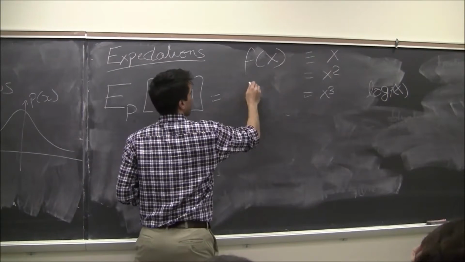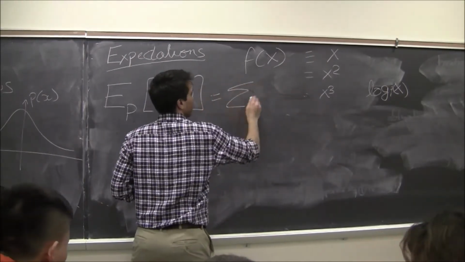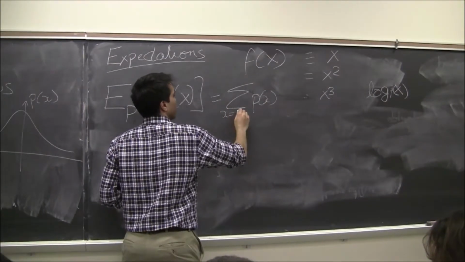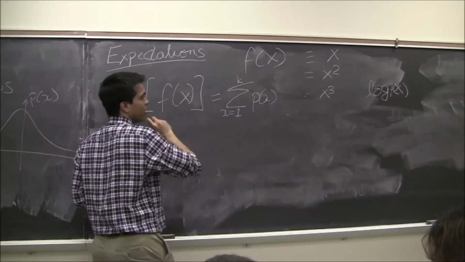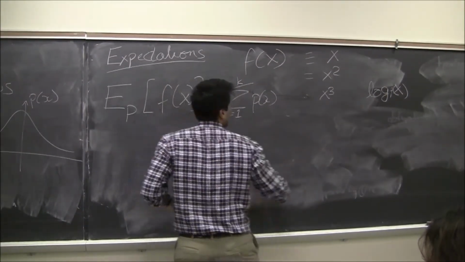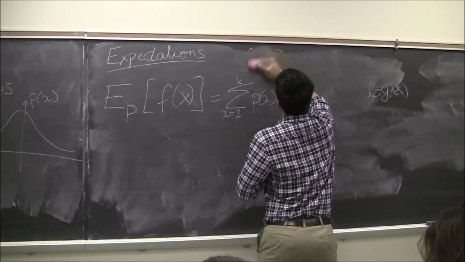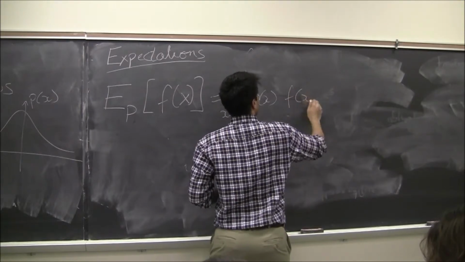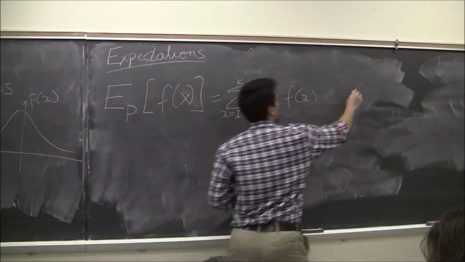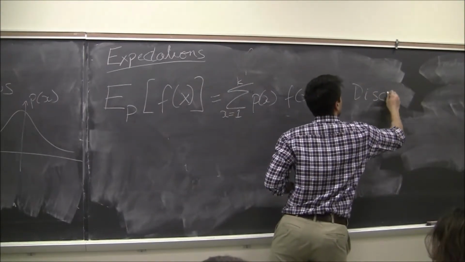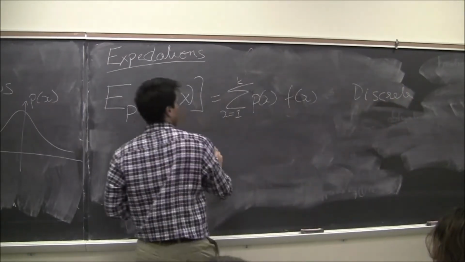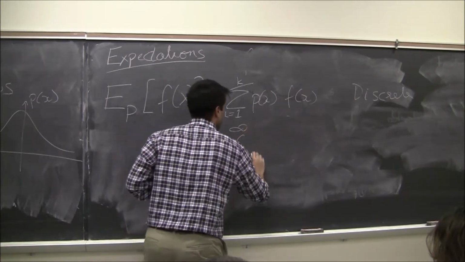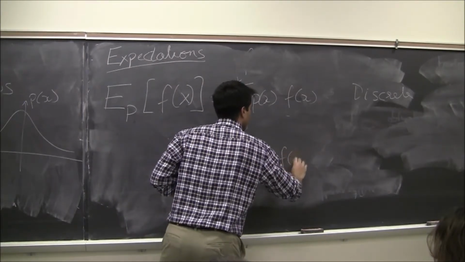So for discrete random variables, this is summation over the entire sample space or the output range, of P of x, f of x. This is for discrete random variables. And for continuous, we're doing integration from minus infinity to infinity, of P of x, f of x.